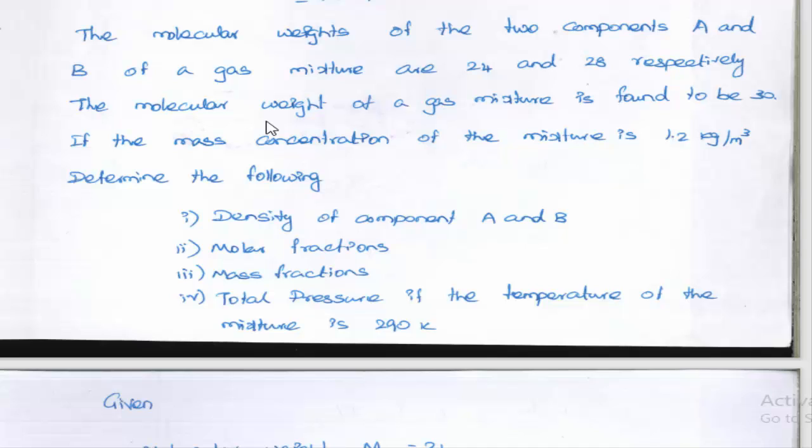So the next problem is: the molecular weights of the two components A and B of a mixture are 24 and 28, right? Here the molecular weights of component A and component B are given, right?